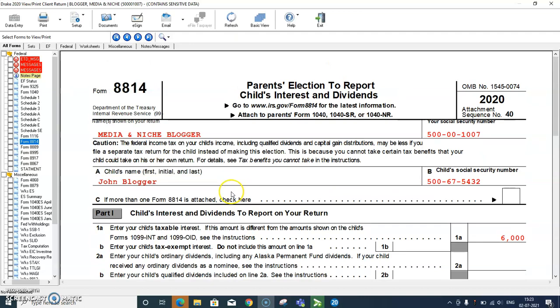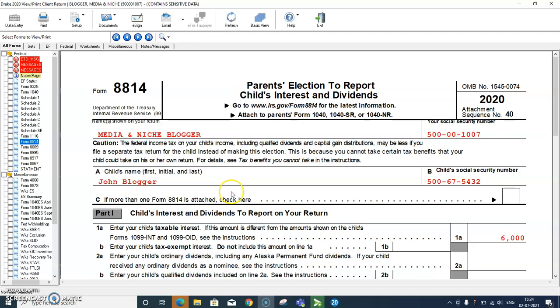I am repeating that it is a bit complicated form, although I am just recapitulating what I have already discussed earlier. You can only use the form if you want to elect to report your child's income on your tax return. If you do, your child will not have to file a return. You can make the election if your child meets all the following conditions. The child was under 19, or under age 24 if a full-time student, at the end of 2020. The child's only income was from interest and dividends, including capital gain distributions and Alaska Permanent Fund dividends.